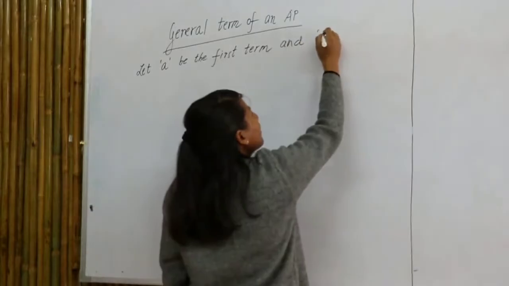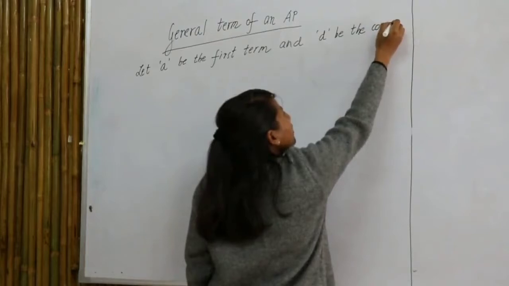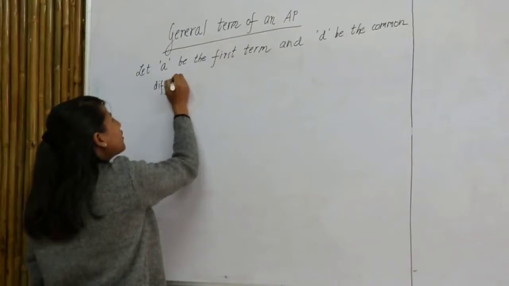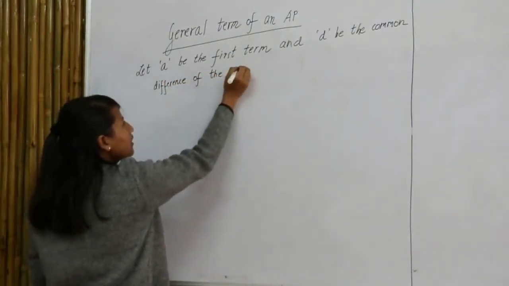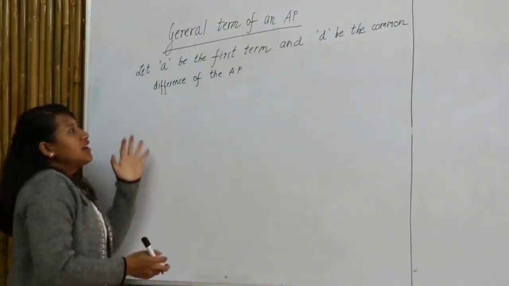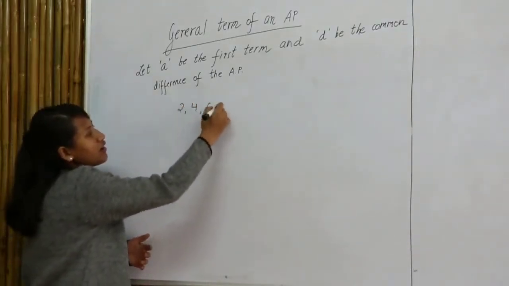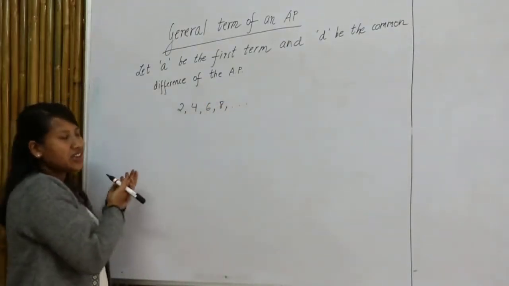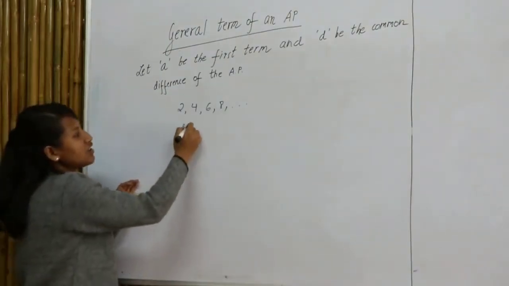and D is the common difference of the AP. Now, let's take an example. This one is a simple AP. Now, what is D? 4 minus 2 is D, which is 2. So D here is 2.